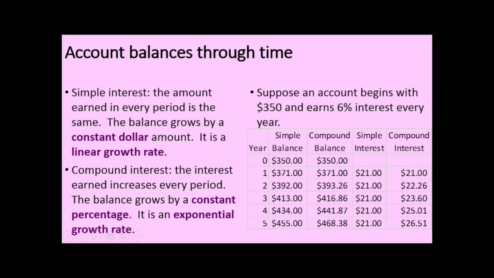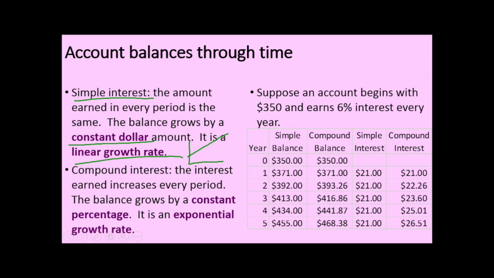The next year, since I'm only earning interest on the $350, I'm always going to earn $21 in interest every year. So my account balance is going to go up by $21 every year. That means that it's going to grow by a constant dollar amount. This is a linear growth rate. Simple interest grows by a constant dollar amount, and it's a linear growth rate. It's going to go along a straight line.